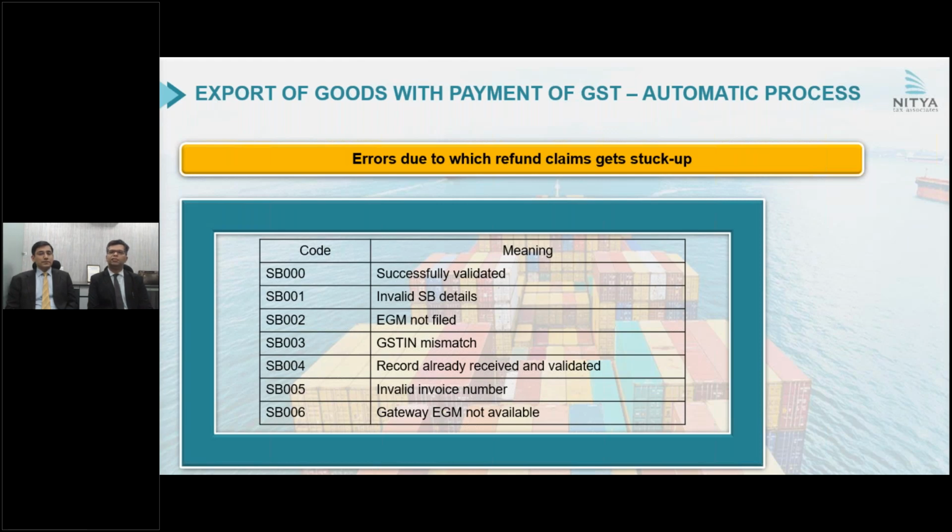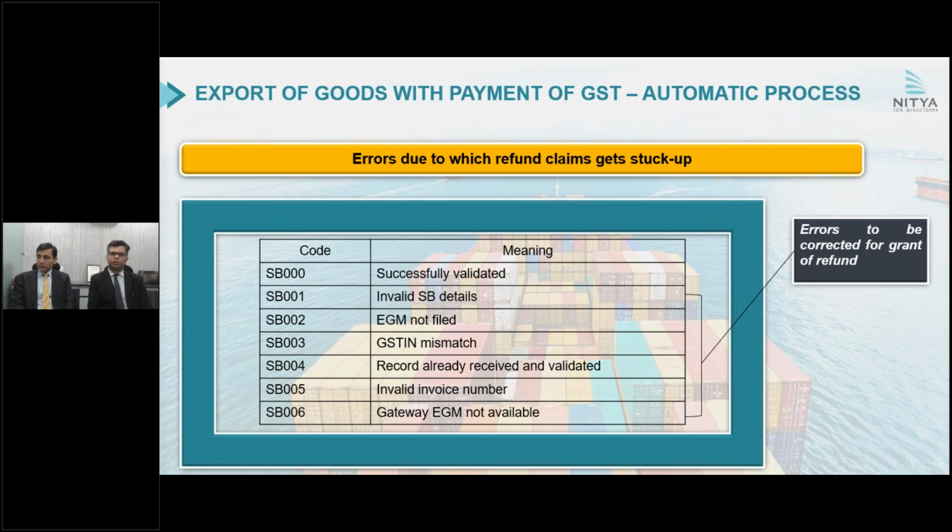Then there might be an invalid invoice number. If there is any of these errors, the validation would not happen at the GST portal or customs portal, in which case, because of errors, the refund would not be granted. So one really needs to make sure that the errors are not there the first time, so that the refund is smoothly processed.